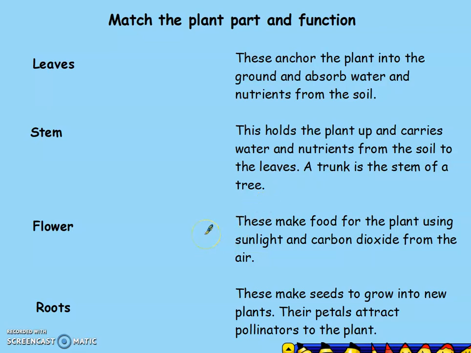Do they make food for the plant using sunlight and carbon dioxide? Yes, they do. So that one joins to leaves. What about the stem?